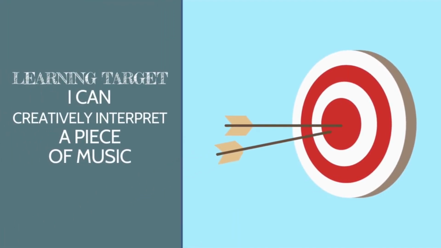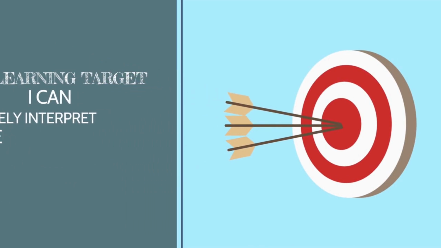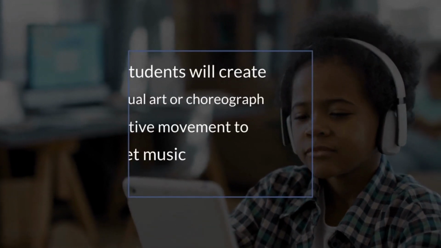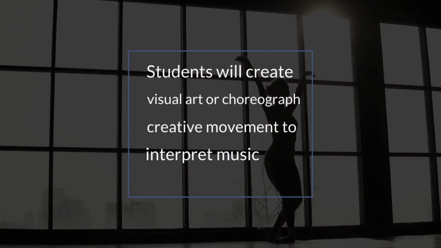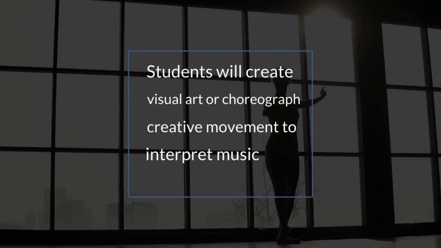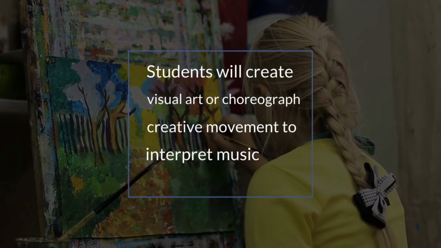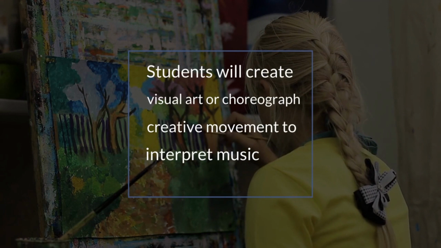Today's learning target is I can creatively interpret a piece of music. Today's success criterion is students will create visual art or choreograph movement to interpret a piece of music.